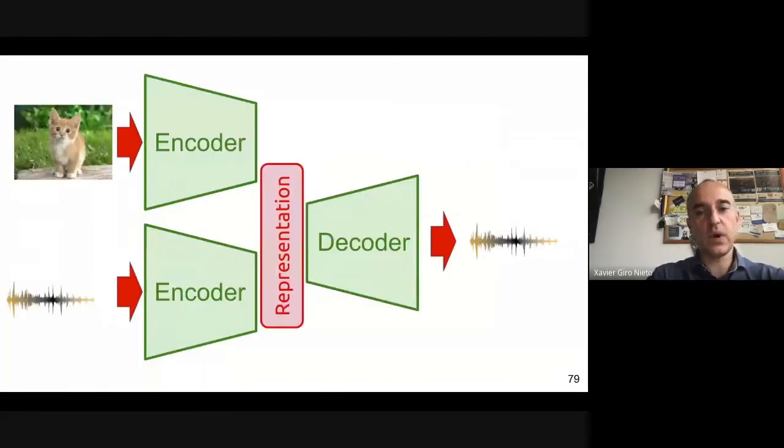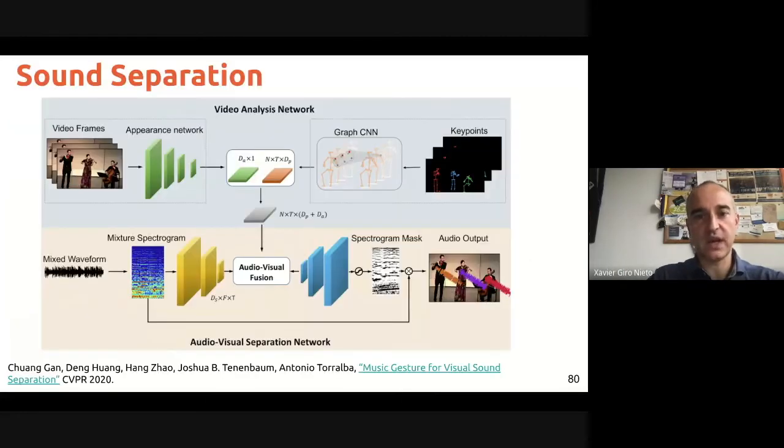What if at the input we have video and sound, and what we're going to do is try to separate sounds? So it's kind of this cocktail party problem, right? So imagine now that we have not only one player, one musician, but different musicians.